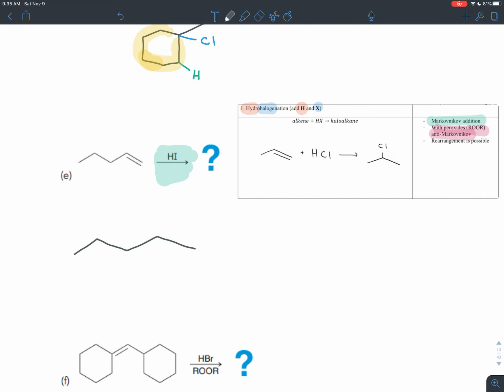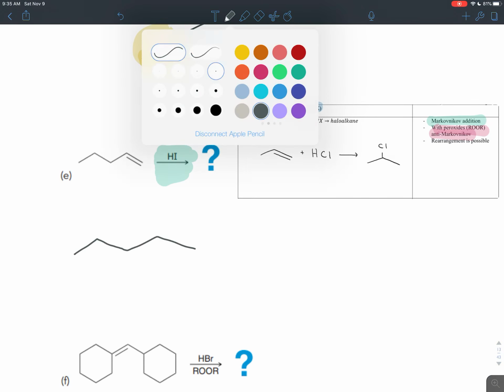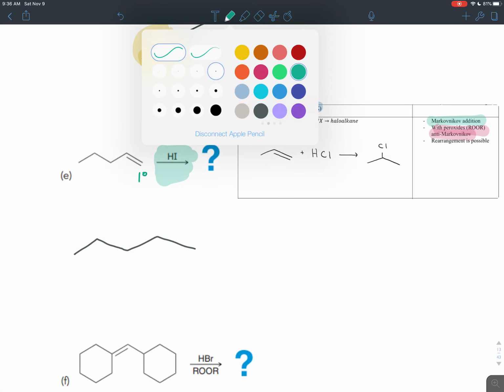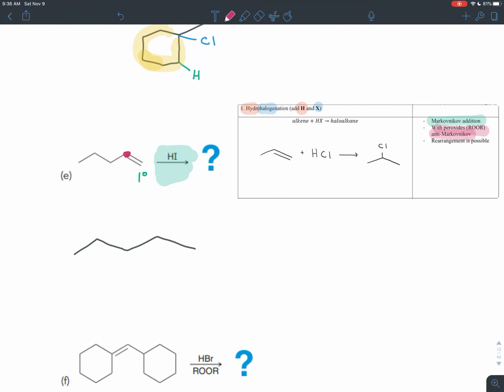Okay, well, because it's Markovnikov addition, we know that the hydrogen will add to the less substituted position. The carbon on the right is only bonded to one other carbon, so it's primary. The carbon on the left is bonded to two other carbons, so it is secondary. So the right position is the less substituted position. That's where the hydrogen will add in this Markovnikov addition.